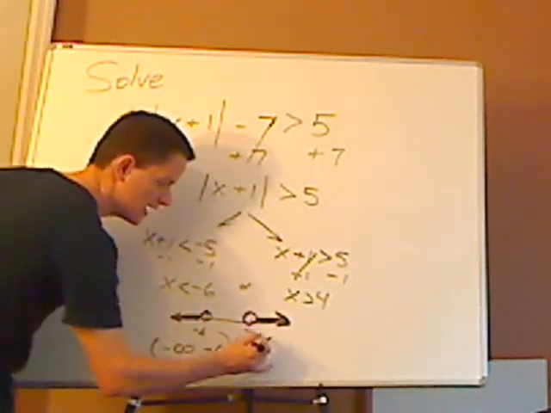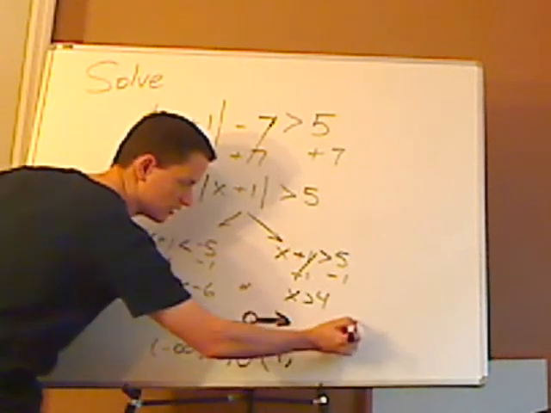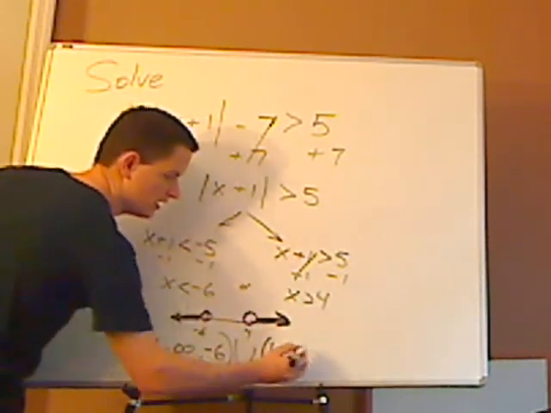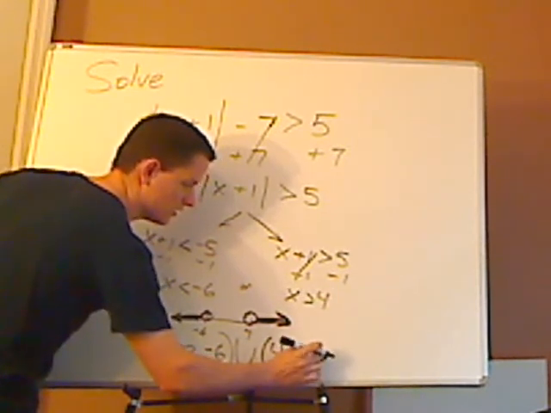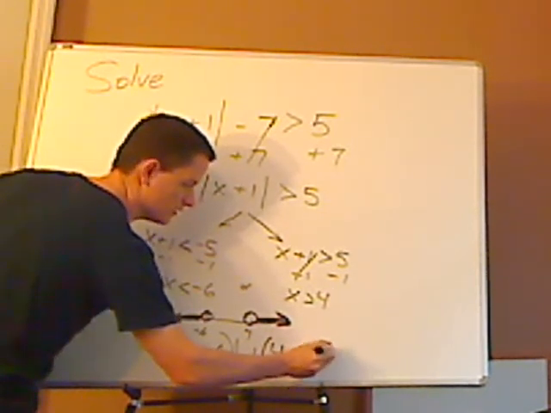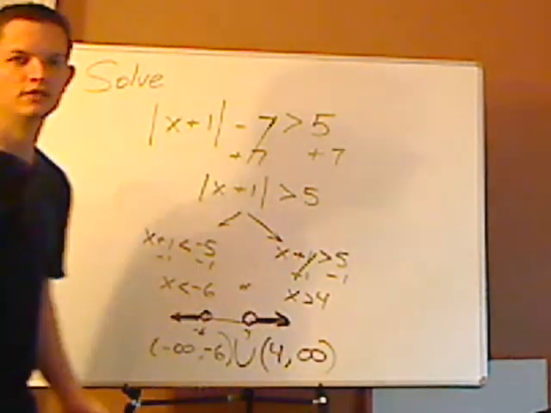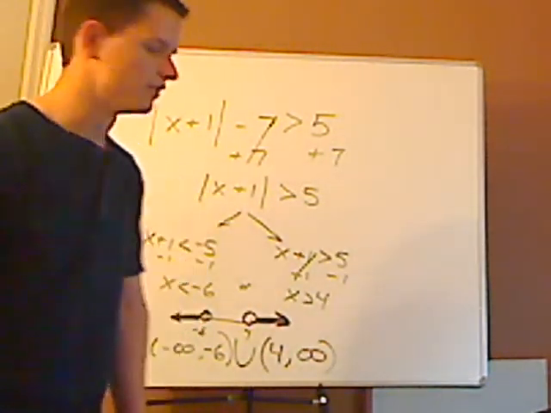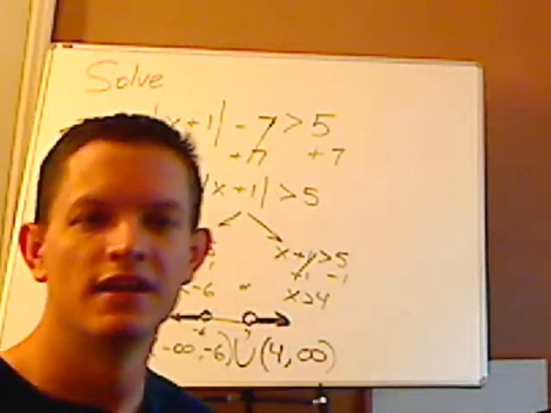And then you start again at 4. And then you're going to stop. It keeps on going, and you stop at positive infinity. And again, parenthesis, because you don't include the infinity symbol. And that's it.